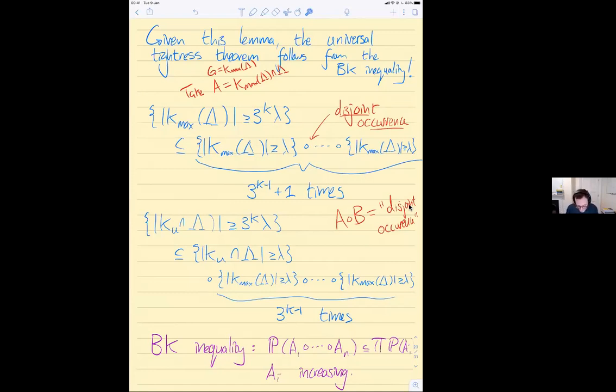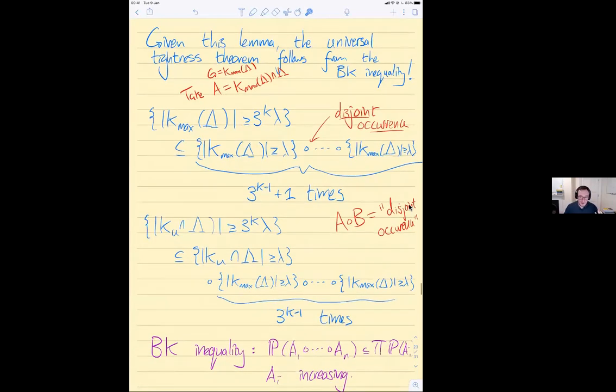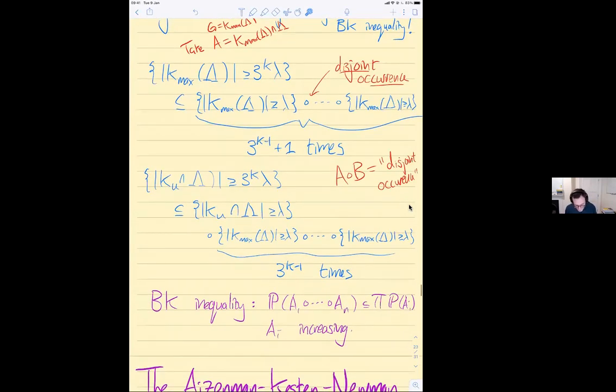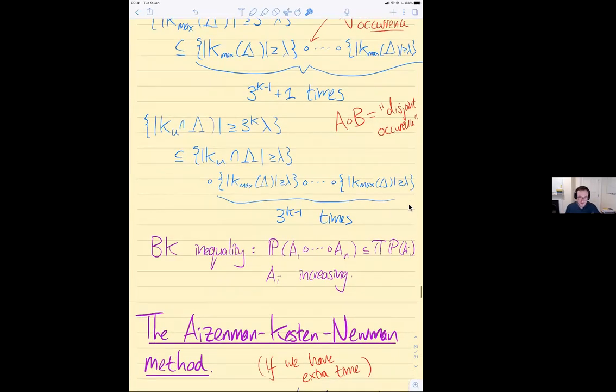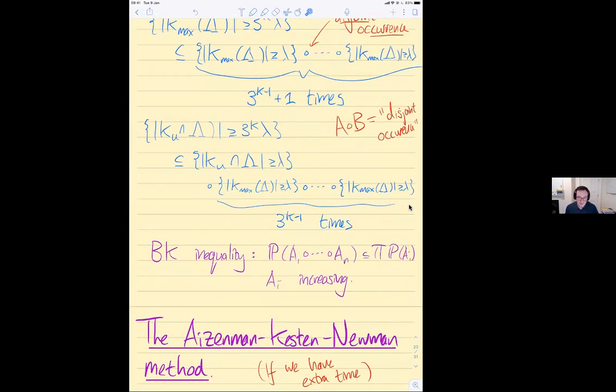This event A circle B, which is called the disjoint occurrence of A and B, is defined to be the event that A and B both occur, and there's a witness for A and a witness for B that are disjoint from each other. Similarly, you can define this with multiple events. And the BK inequality says that the probability of a disjoint occurrence of n increasing events is bounded by the product of the probabilities of the events.